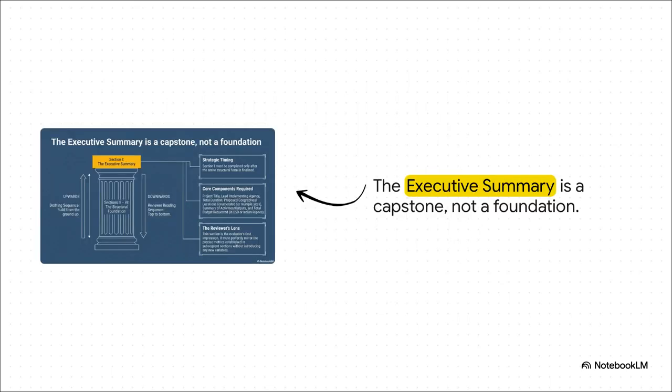Which brings us to a massive counterintuitive rule. We clearly outline the 4 main sections of the proposal form, right? Well, Section I is the executive summary, but listen to me. It is a capstone, not a foundation. You must complete the executive summary absolutely last. It has to perfectly mirror the exact metrics and project objectives you established in the later sections. Do not introduce any new variables here. Build the house first, then put on the roof.